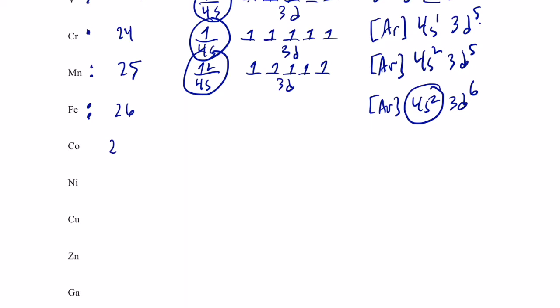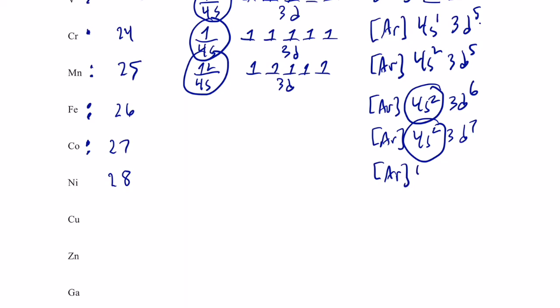Cobalt has 27 electrons, so its configuration would be argon, 4s2, 3d7. Once again, the highest energy level is the 4th, with a pair of electrons in there, so it would have 2 dots. Nickel, it has 28 electrons. It's argon, 4s2, 3d8. Once again, the 4th energy level is the highest with 2 electrons, so it has a pair.